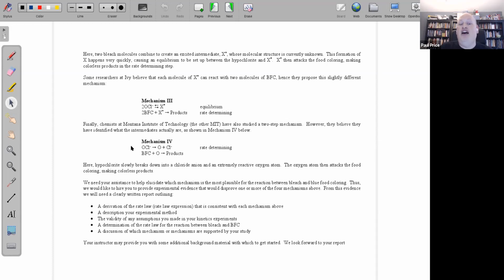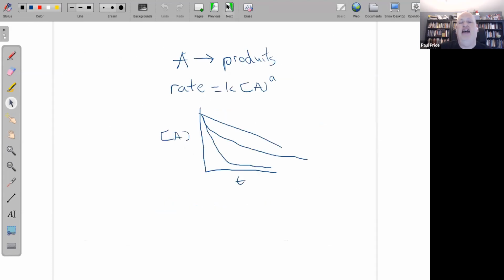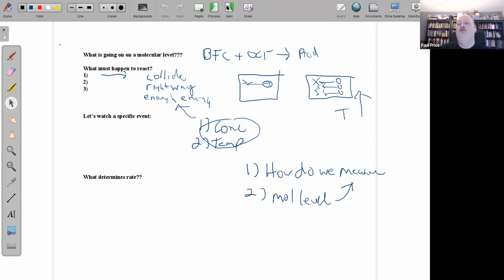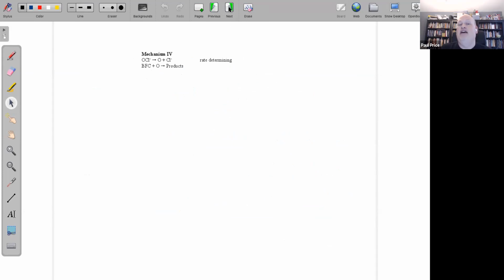Now, for the interest of time, I'm only going to look at mechanism 4. And let's examine that one real fast before we leave together today. And then you and your teachers can actually do the rest of this and examine these mechanisms as part of your own review moving forward, okay? So I'm only going to examine mechanism 4, and I want to talk about it 2 ways as we finish off. So notice here, we have 2 steps. In the first step, the OCl minus reacts with O and Cl minus. In the second step, then, the blue food coloring reacts with the O to make products.